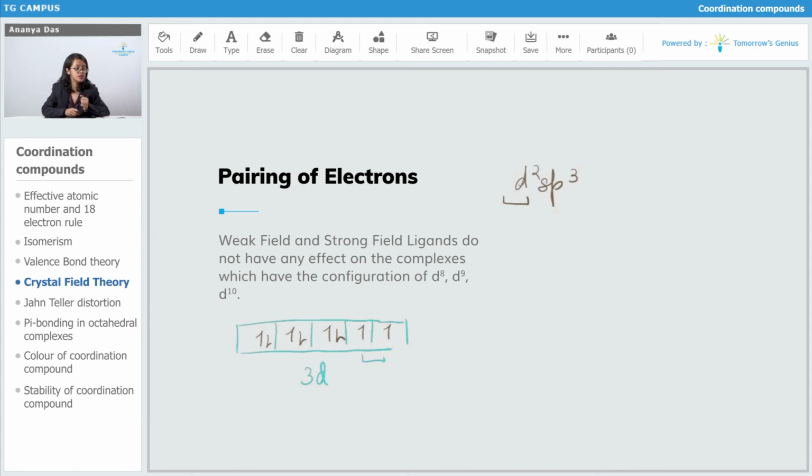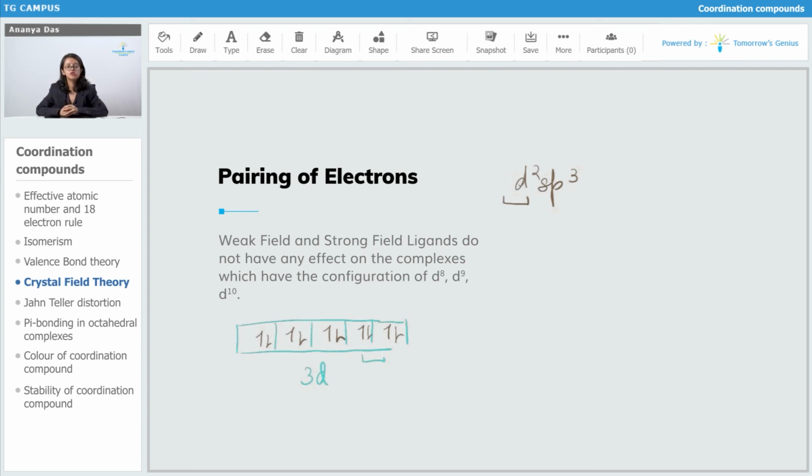Now let us increase an electron and make it d9. Now I cannot pair up anything at all. Okay, d10. Again, nothing can be paired up, even if a strong ligand or a weak ligand is present. So in case of d8, d9 and d10 configurations also, strong field and weak field ligands do not have any effect. Because in case of d8, pairing can happen, but it will not give you an octahedral configuration. And in case of d9 and d10, pairing cannot happen at all, even if a strong field ligand is present.